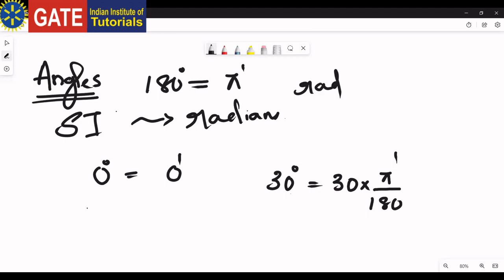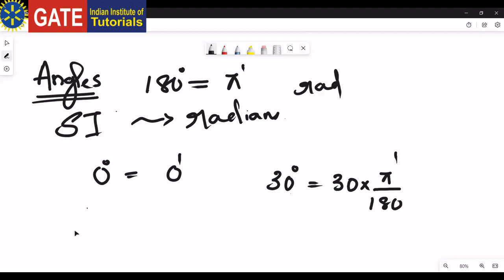Pi radian means 180 degree. So pi is not this 3.14 or 22 by 7 which you have used all these days. Pi is a new thing. This is in radians. So pi radian means 180 degree.